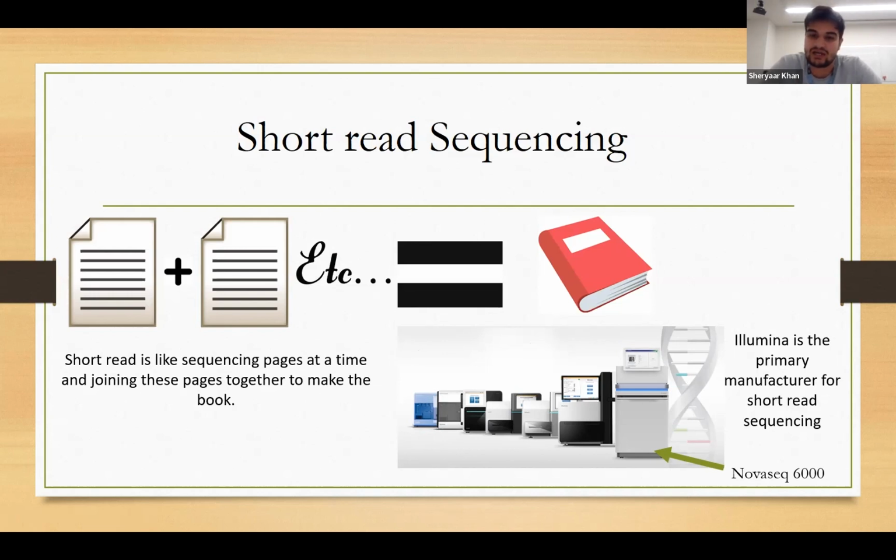The one I use predominantly at Sanger for COVID-19 surveillance is this one. It's called a NovaSeq 6000. If anyone wants to know what that is, you can Google it.